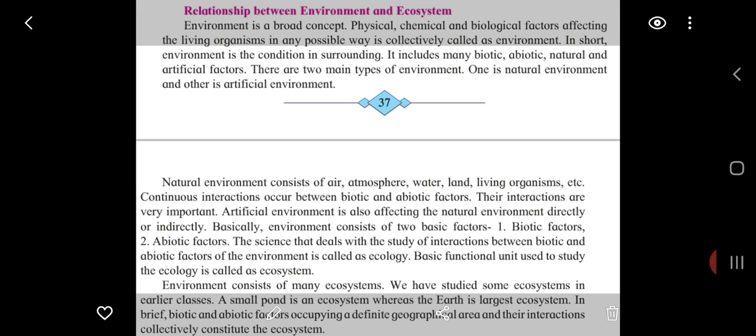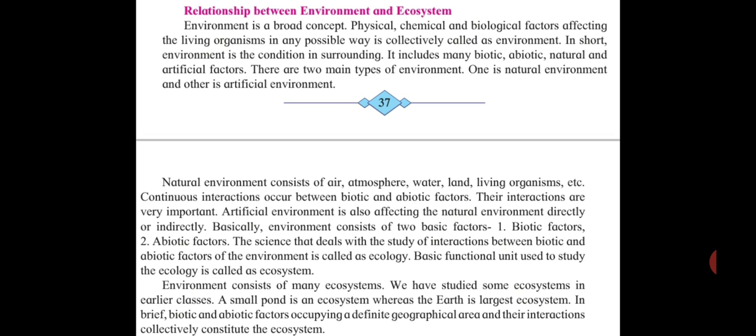Now remember, an ecosystem is a part of the environment which we select to understand the ecology. It can be a puddle of water, it can be a pond, it can be a lake, it can be a forest, it can be a desert. So an ecosystem is a part of that environment which we consider to study its ecology. Now the environment consists of many ecosystems. We have studied some ecosystems in earlier classes. A small pond is an ecosystem, just as I said. Whereas the earth is said to be the largest ecosystem.